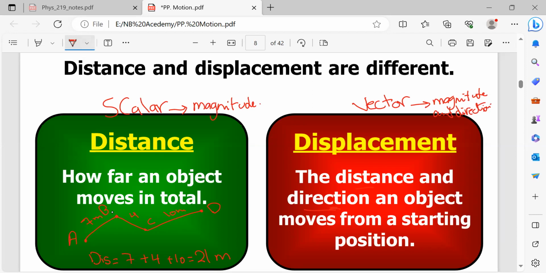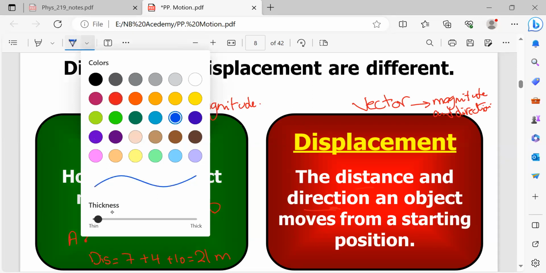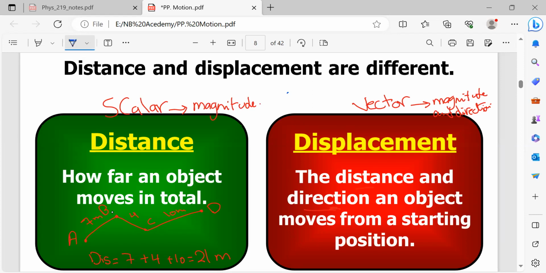So back to the first drawing. If your drawing has this line and suppose that it's 20 meters, so here, in this case, the displacement will be 20 meters, and we have to mention the direction. So we're going 20 meters right, to the right direction.